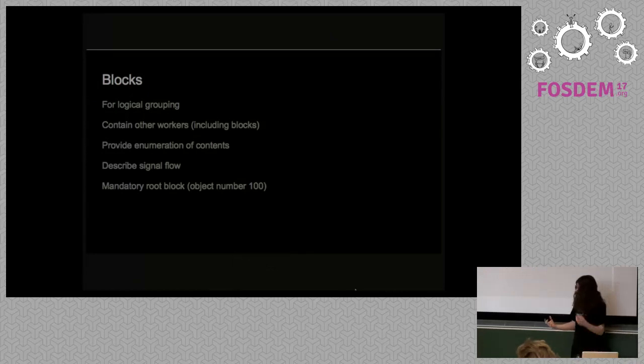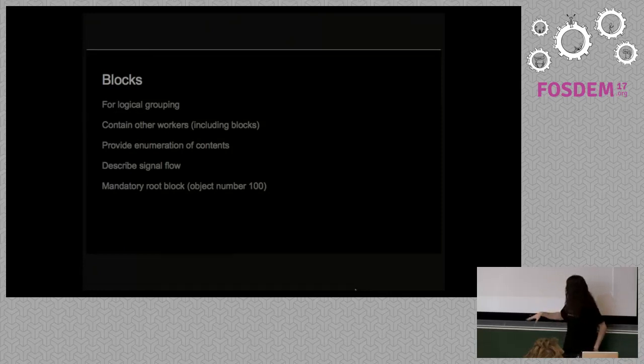So once we've got these classes and we've made objects, we can group them into blocks. These blocks don't really have a signal processing function. They're more for the actual logical layout of the device. So for instance, you would typically group a single channel of signal processing into a single block just to make it clear that this is what the functionality is relating to.